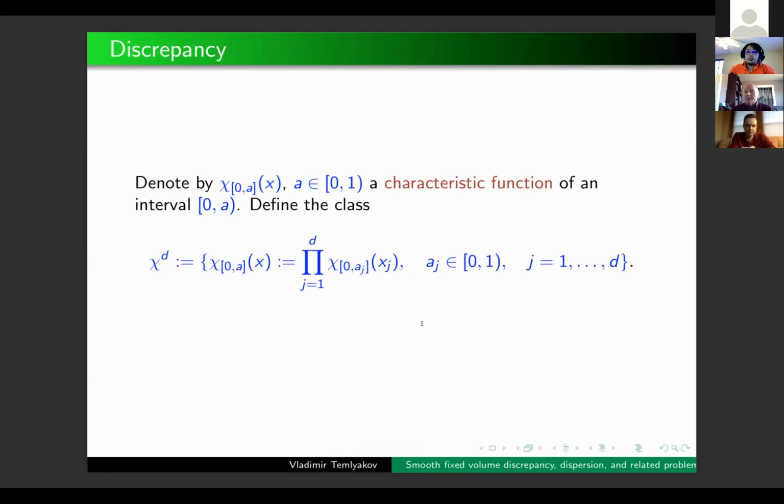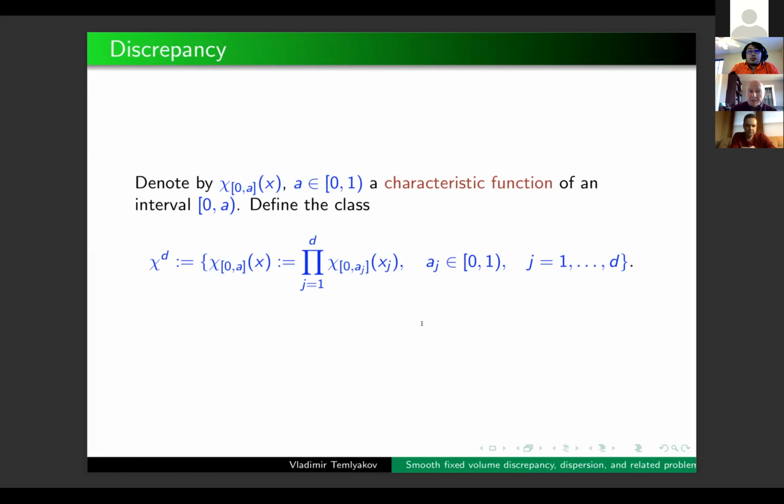So now examples, and we are making a step. Again, in the multivariate case, there are many different classes. And in the multivariate situation, in some cases, the problems are still open. You do not know even the right order of those quantities. But now we will make a step to the concept of discrepancy.